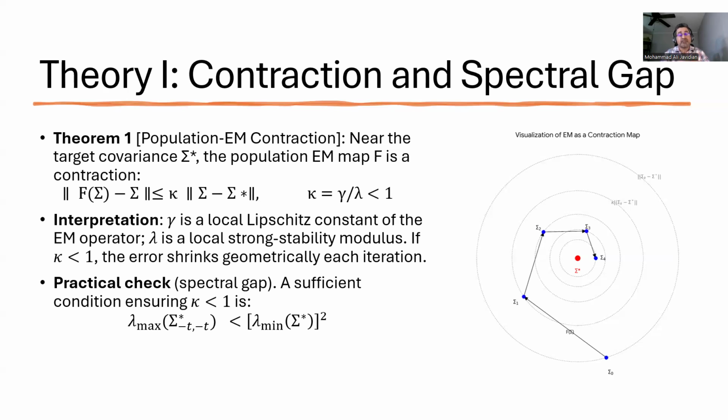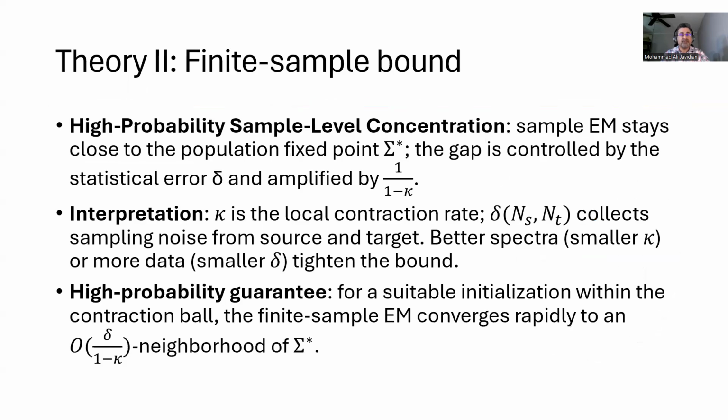That's the population story. What happens with finite sample? In the finite sample scenario, with high probability, sample EM stays within a constant times delta divided by 1 minus kappa of sigma star. Here, delta captures sampling noise from source and target, and 1 over 1 minus kappa reflects the contraction amplifier. Let's see how this behaves on data in practice.